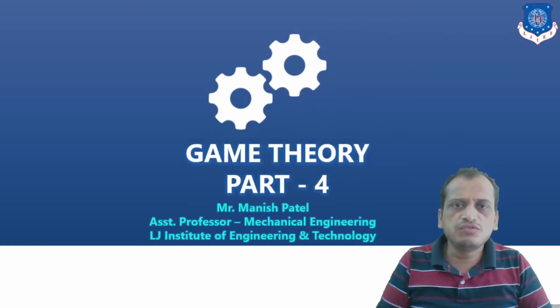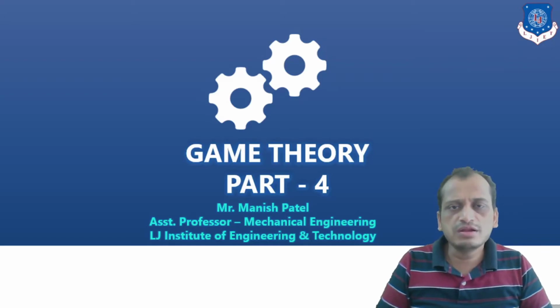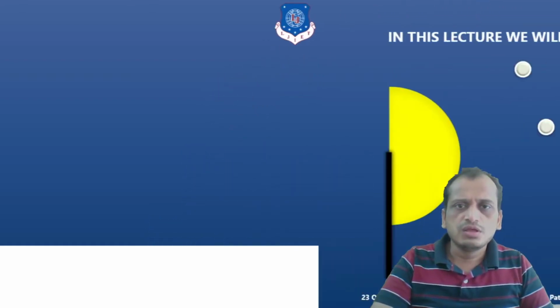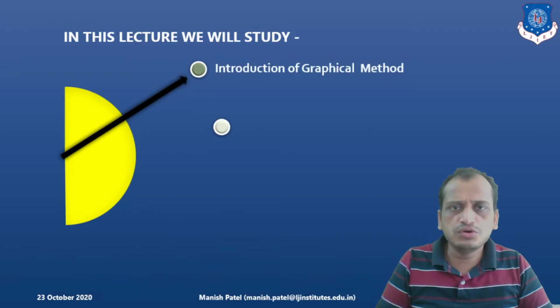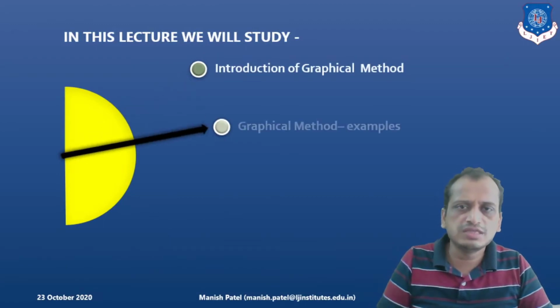In this final series of game theory, we are going to introduce a new topic called graphical method. Graphical method is used to solve the game theory problems where the situation is you have 2 cross n or m cross 2 matrix. So let's look into detail. First of all, we are going to introduce this graphical method and we will solve the example of graphical method.